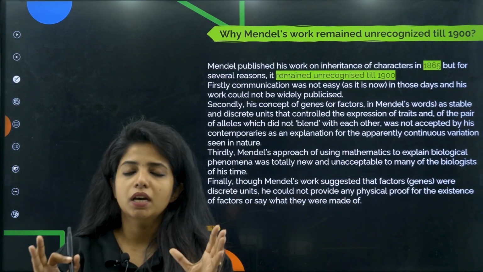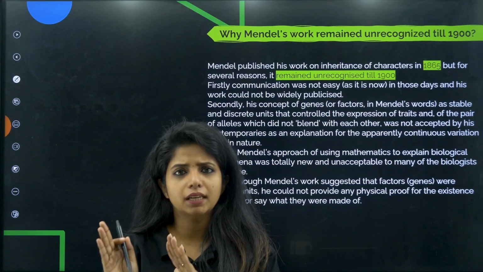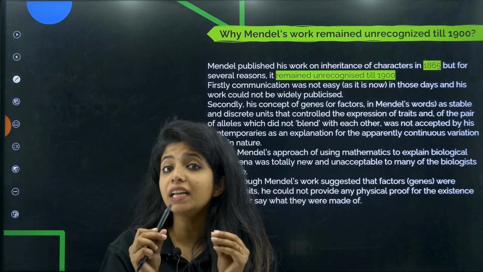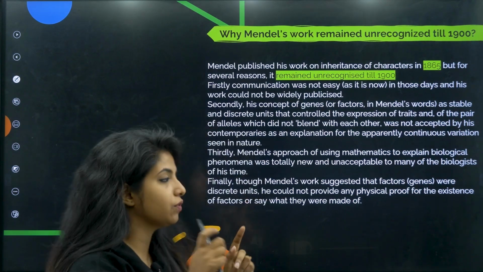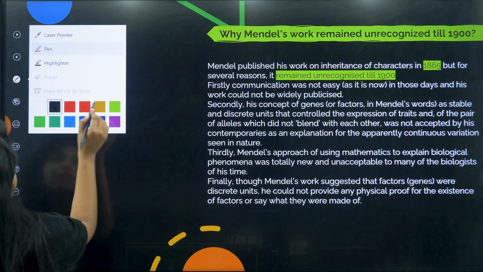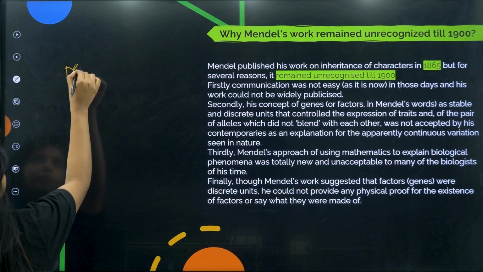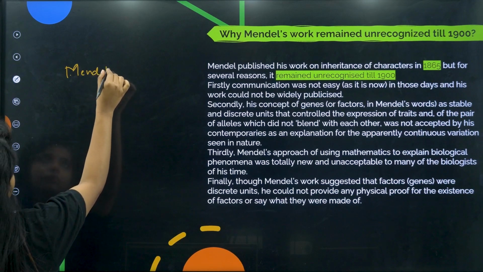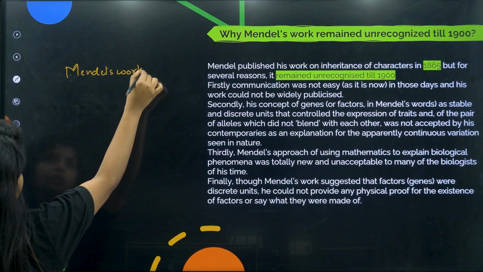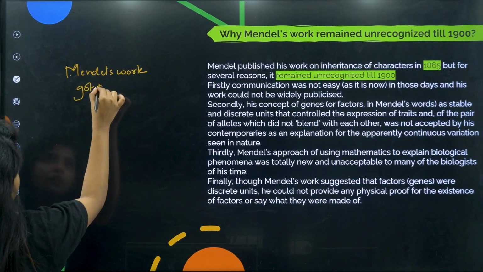Now his work, even though it ended in 1863, got published in 1865. First very important information is: what was the date of publishing of Mendel's work? So I am writing, Mendel's work got published when, children?